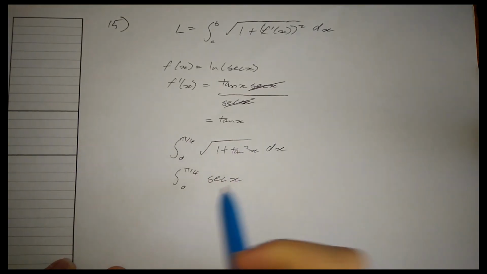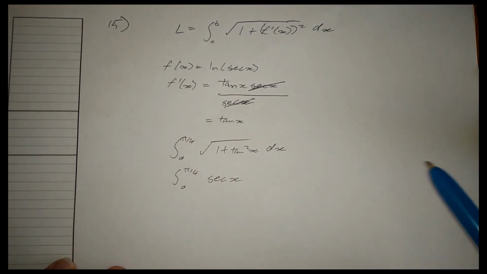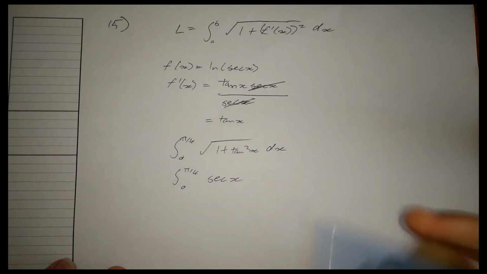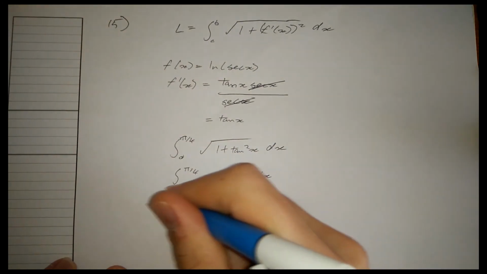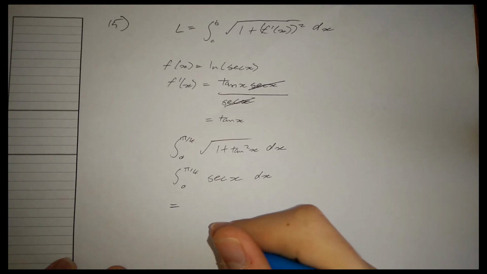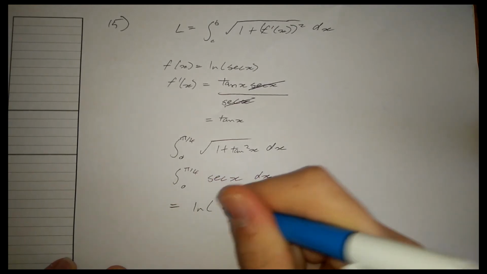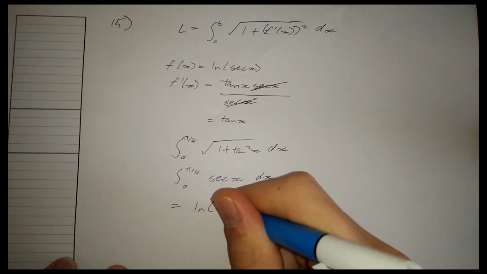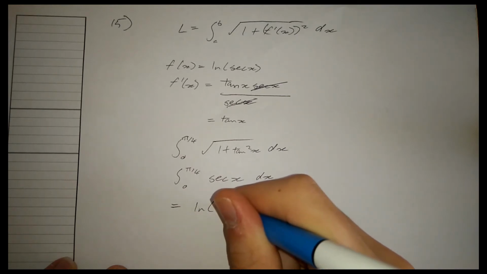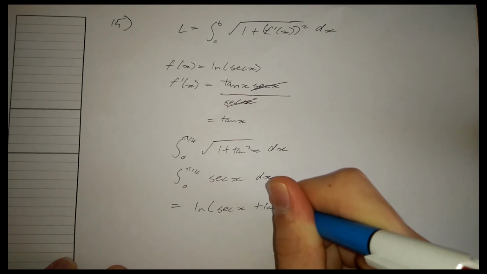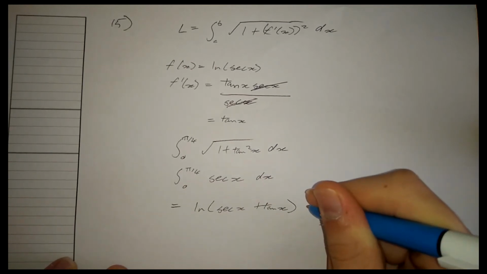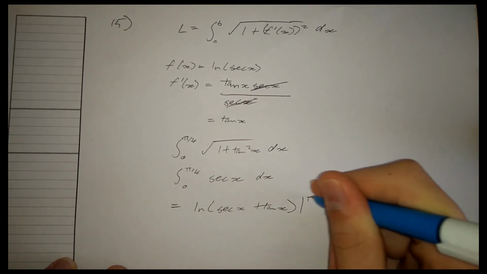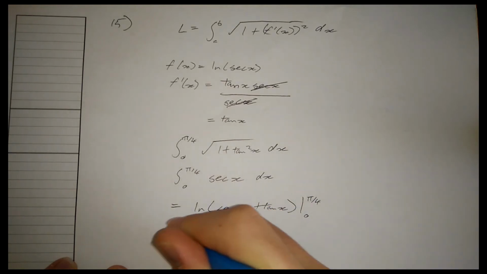So 1 plus tan squared x is sec squared x. Square root of sec squared x is sec x dx. And using that identity again, the integral of sec x equals the natural log of sec x plus tan x plus c, but we're doing a definite integral from 0 to pi on 4.